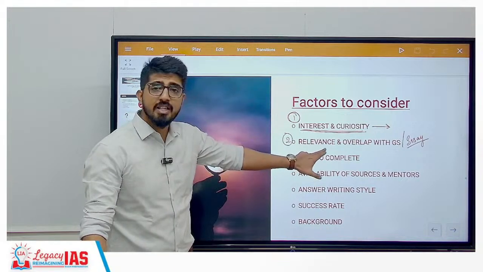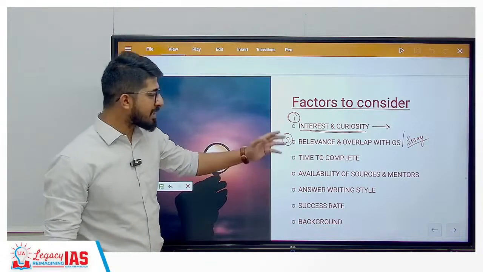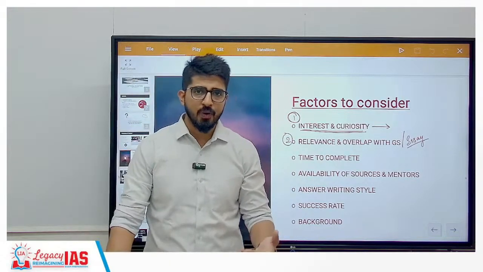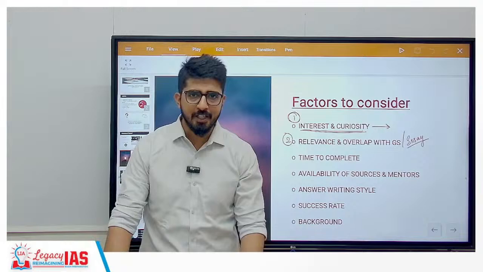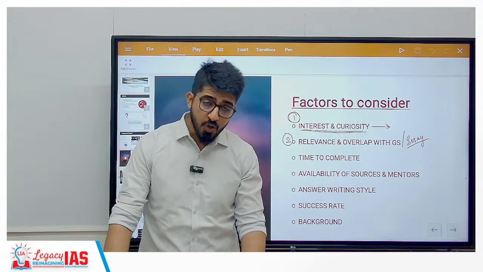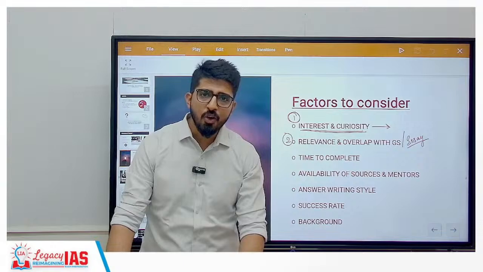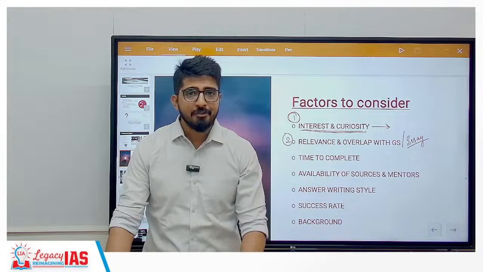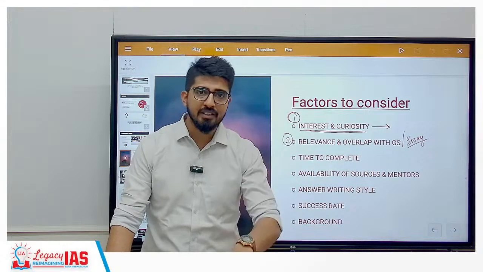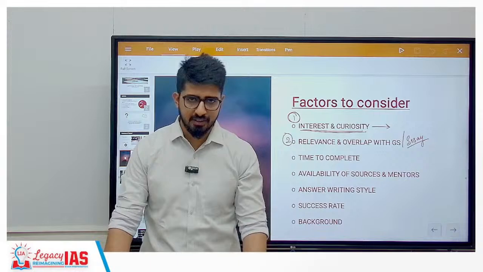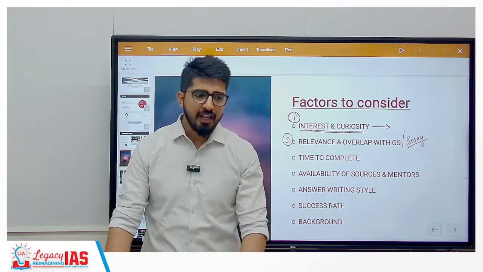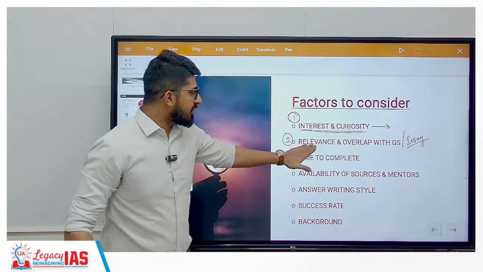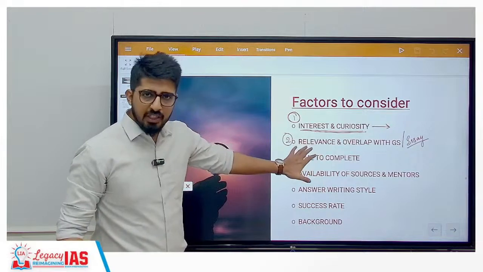Second, relevance and overlap. So how much overlap, how much relevance is there for the GS? Say for example, if you consider history, there's a lot of importance of history for the GS part. Geography, that is true. However, geography and history are not the optionals which are for the faint-hearted, right? It becomes really difficult for some people to handle these subjects. Why? Because the content is so vast and you have to remember quite a lot of stuff, and the questions are also quite advanced. Now, relevance and overlap with the GS is the second aspect you can consider.